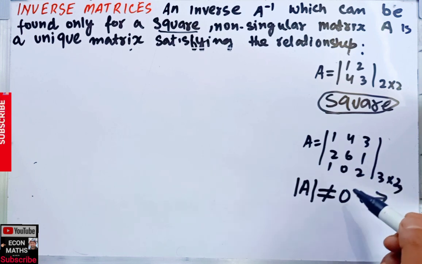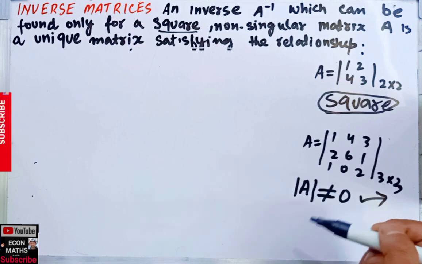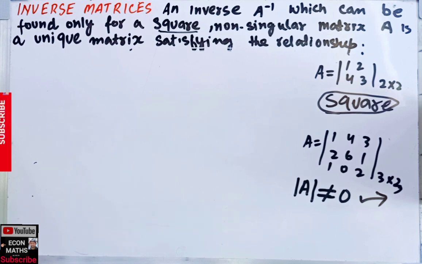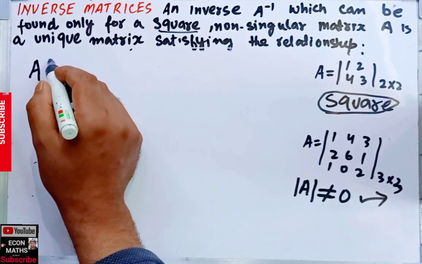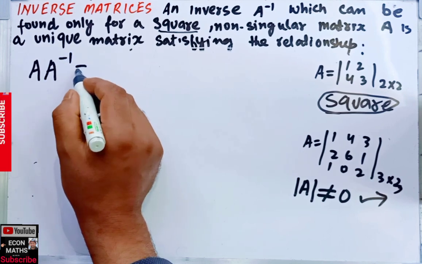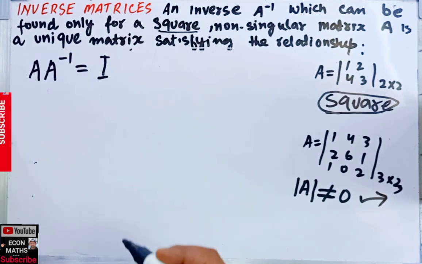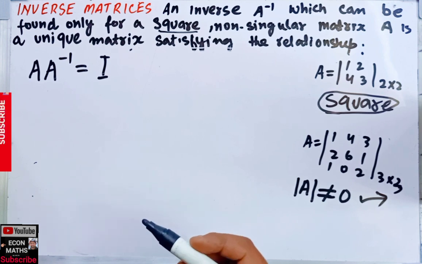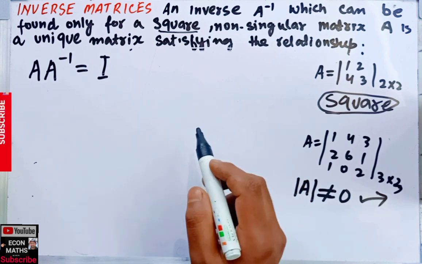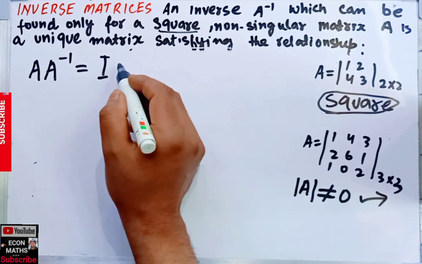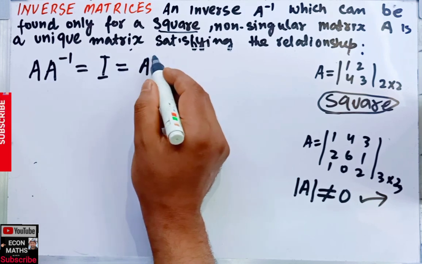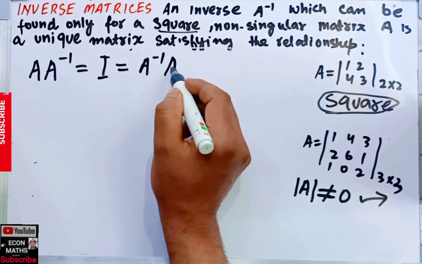We have shown in the earlier videos how to find the determinant, and in the subsequent examples we will see how to find the determinant. Now the relationship is given by this: the given matrix multiplied with its inverse gives us the identity matrix, where an identity matrix is a matrix with only ones in the principal diagonal and zeros everywhere else, and this is equal to A inverse multiplied with the given matrix.